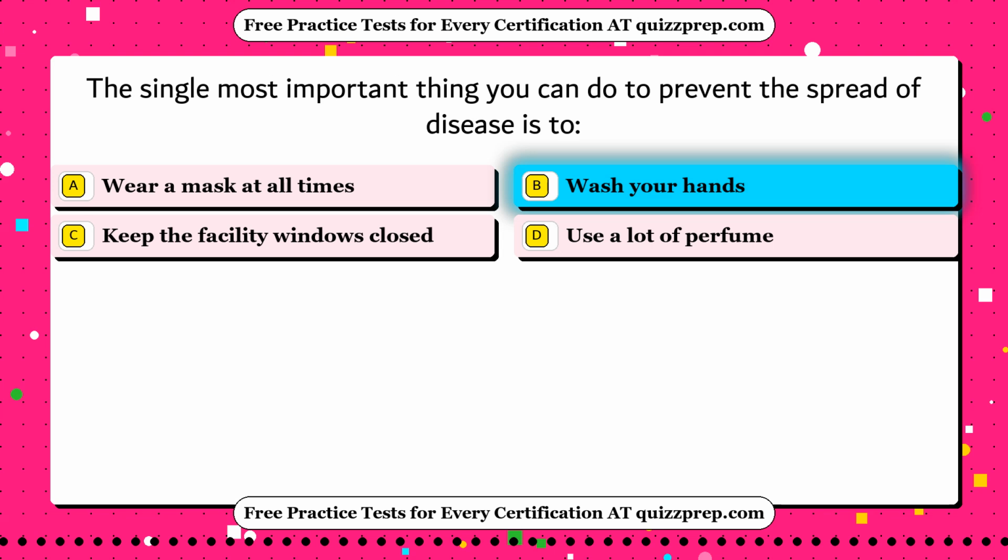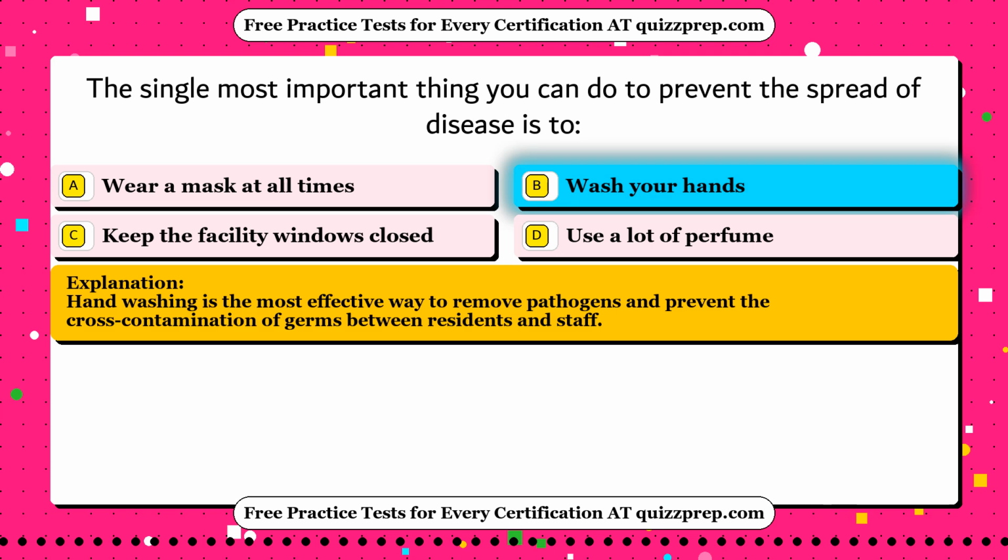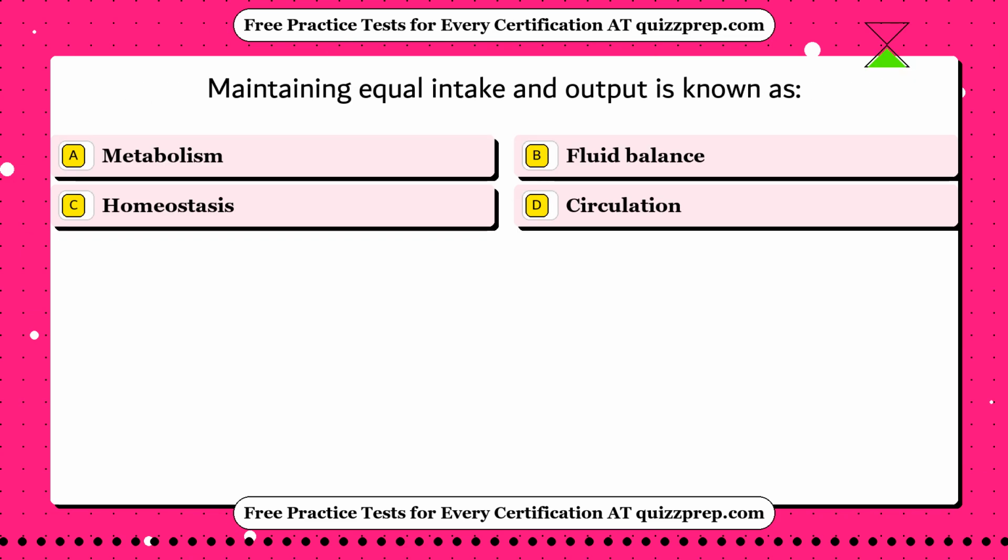The correct answer is option B, wash your hands. Hand washing is the most effective way to remove pathogens and prevent the cross-contamination of germs between residents and staff. Question 12. Maintaining equal intake and output is known as: Option A, metabolism. Option B, fluid balance. Option C, homeostasis. Option D, circulation.